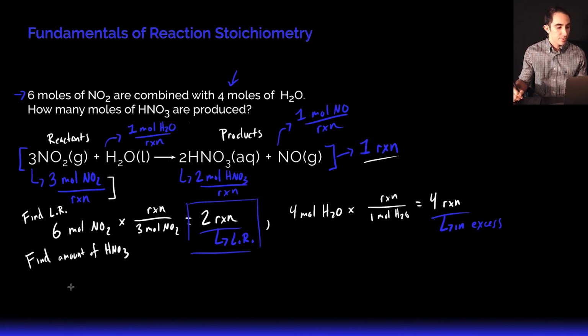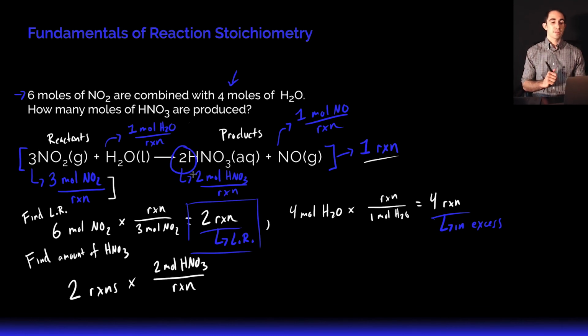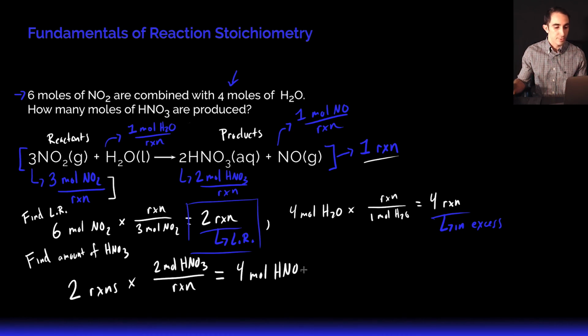And so I know that I can run 2 reactions. And I know that for every reaction, I am outputting 2 moles of HNO3. Where did I get this 2? I got it right from the balanced chemical reaction. That for every reaction I run, I am getting out 2 moles of HNO3. And that's going to get me an answer when I do the math here of 4 moles of HNO3. And that is my answer.